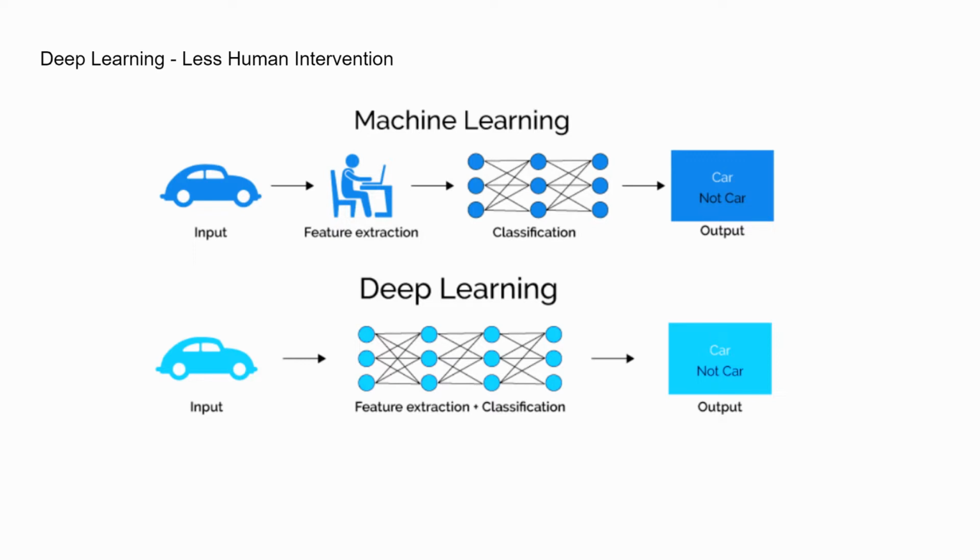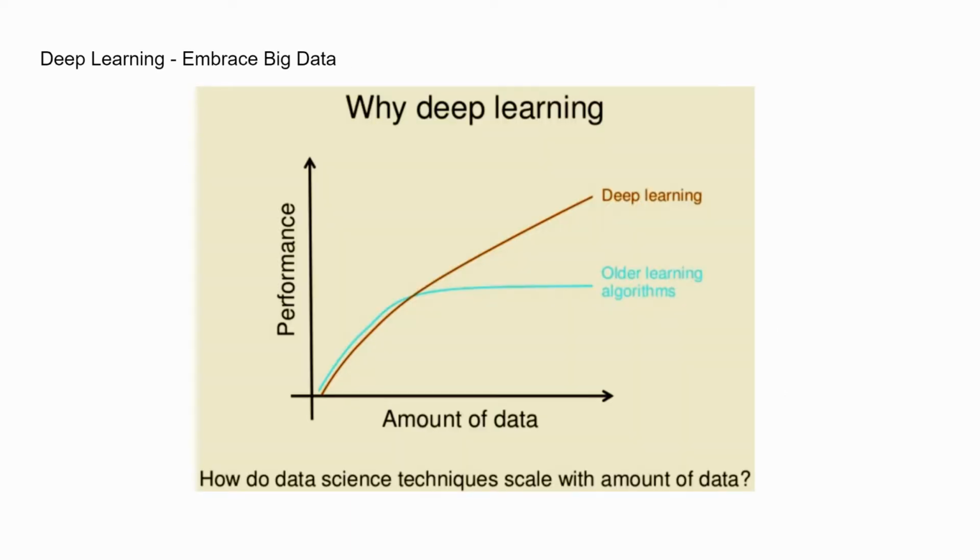This eliminates the need for domain expertise and hardcore feature extraction. We will talk a bit more about this later. The third difference is the performance as the scale of data increases. Deep learning is capable of dealing with a much bigger volume of data than traditional machine learning.